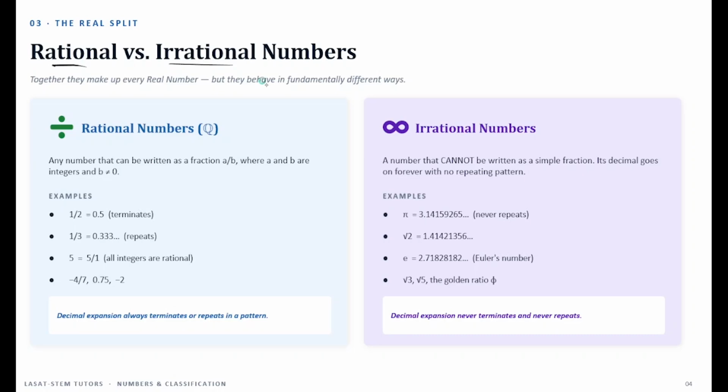every real number that you're going to come across. They are either going to be rational or irrational numbers.